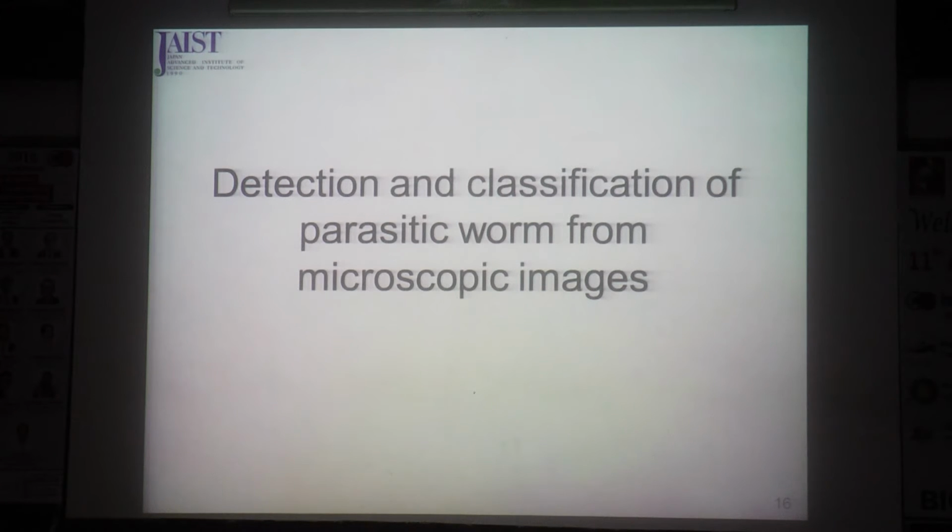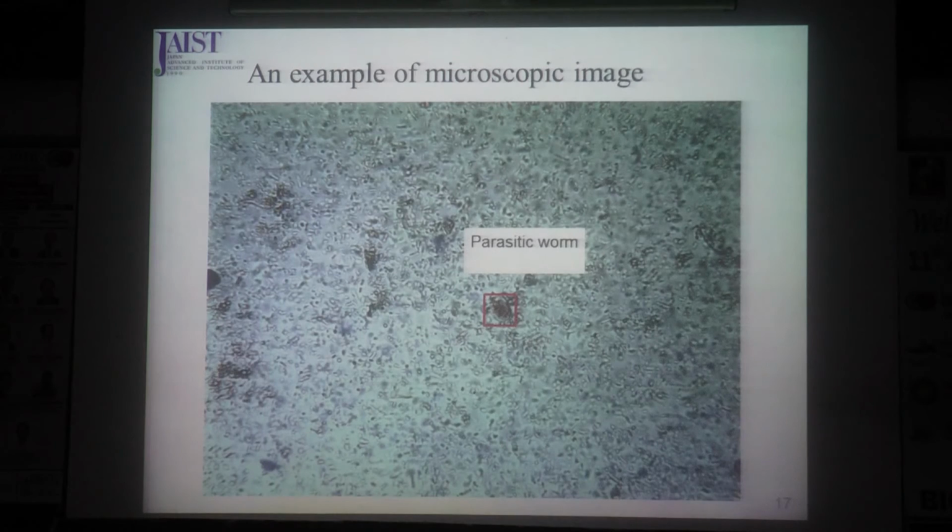Okay, now let me move on to the second topic, on detection and classification of parasitic worm from microscopic images. This is a collaborative study with Kanagawa University in Japan. So the matter is something like this. Nowadays in Japan, there are much less cases of diseases caused by parasitic worms. Therefore, there are much less chances for a doctor to see this kind of parasitic worm as observed in a microscopic image.